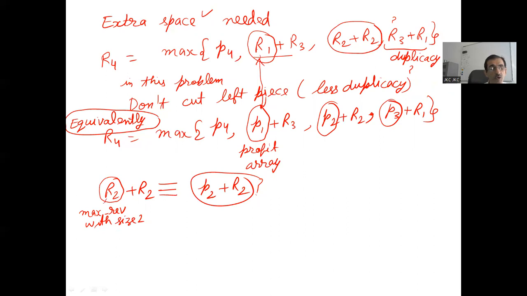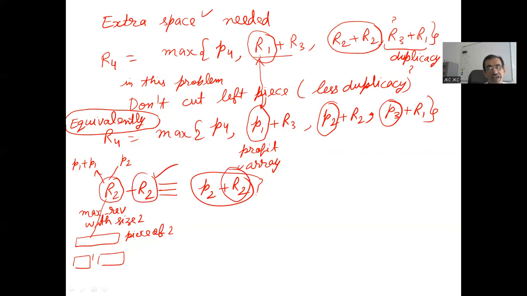But that will be possible means there are only two possibilities: either the whole piece of size 2, or this divided into 1, 1. For R2, there are only two possibilities, effectively meaning R2 can be calculated either using P1 plus P1, or it can be calculated directly as P2.